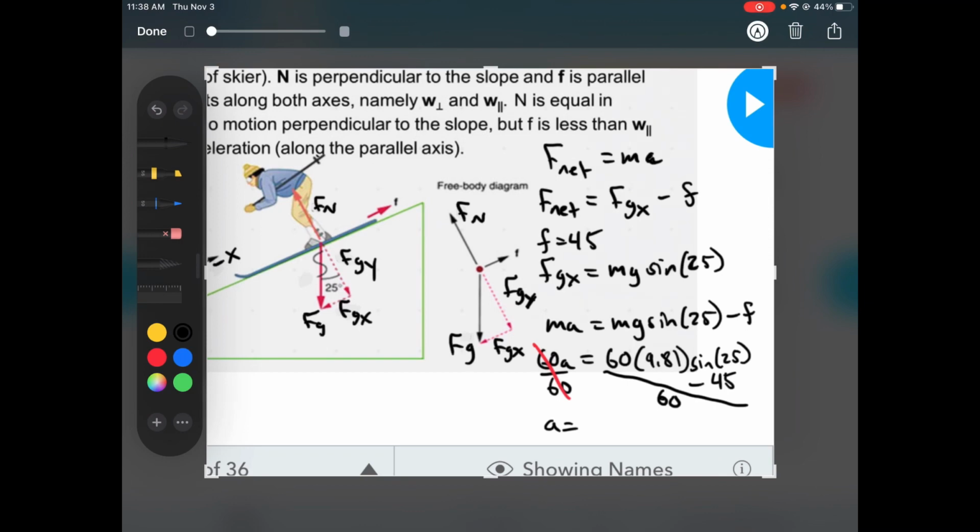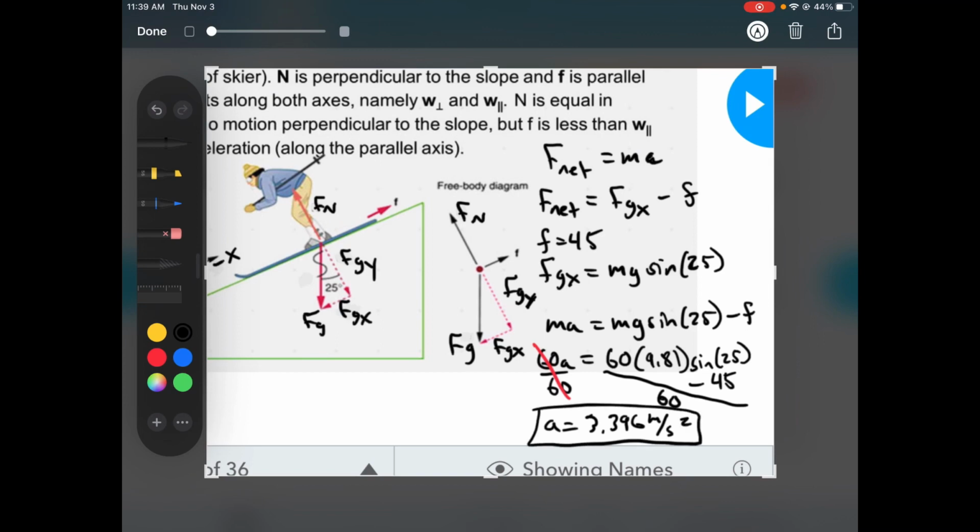So 60 times 9.81 times sine of 25, all that minus 45, all of that divided by 60. Comes out to be 3.396 meters per second squared, which does make sense.